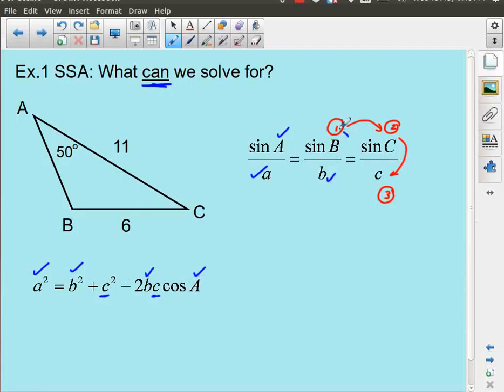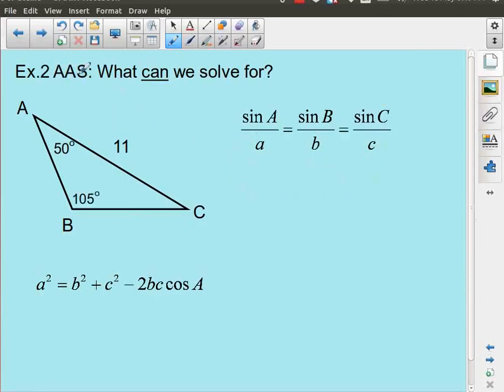You are so much better off using those first two ratios from the sine law. So it's not impossible to do this, but it's pretty ugly, and I certainly wouldn't recommend it, creating a quadratic equation to solve for this when you could just solve this very simple linear equation. So maybe I shouldn't say can, maybe I should say what should we be solving for here.